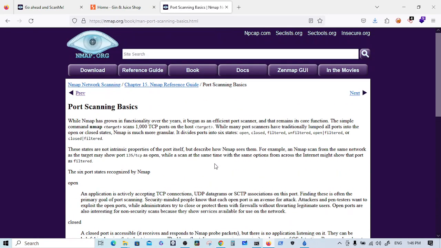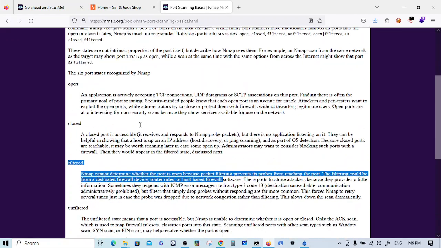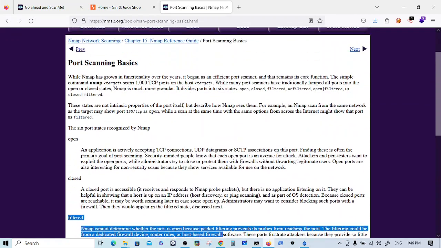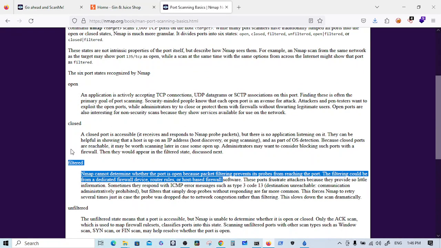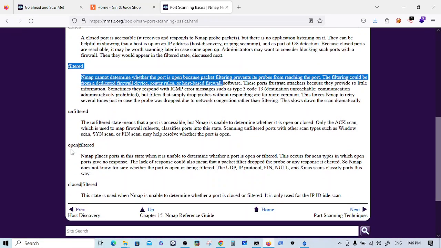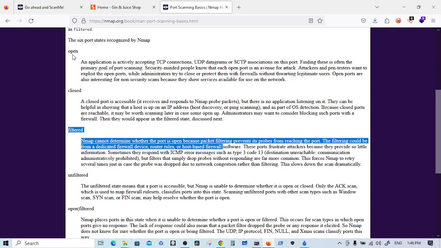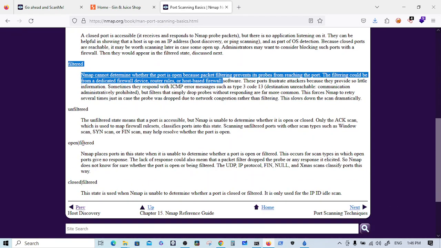I highly recommend you read through this carefully, all right? And remember what these different states mean for Nmap, right? So there are just 6, and you need to remember these 4, and it will be easy for you to remember the next 2 here.